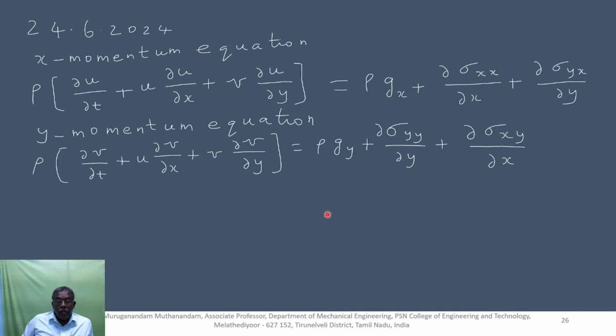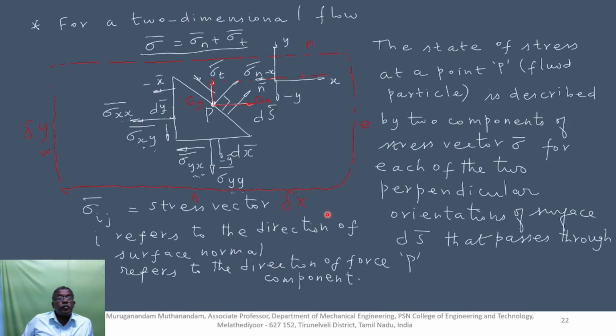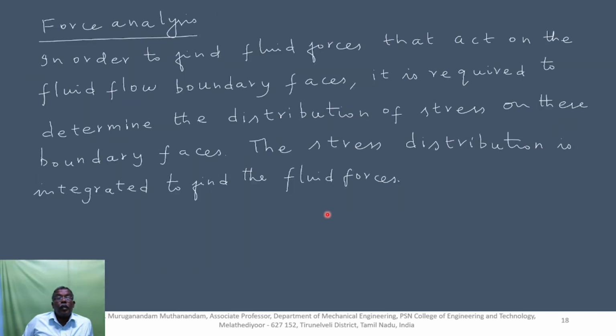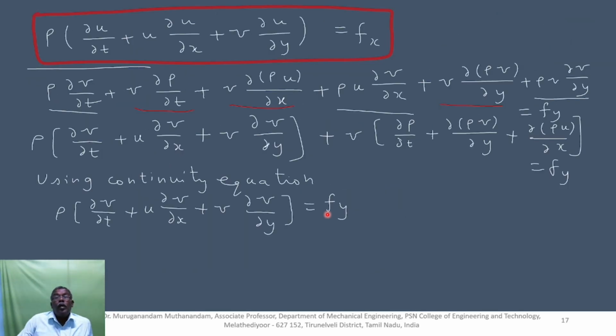Now, we have written here the x momentum equation, where Fx is the force per unit volume acting in the x direction of the control volume. Fy is the force acting on the control volume in the y direction per unit volume, using the quantities on the left hand side, which are due to the inertia forces.